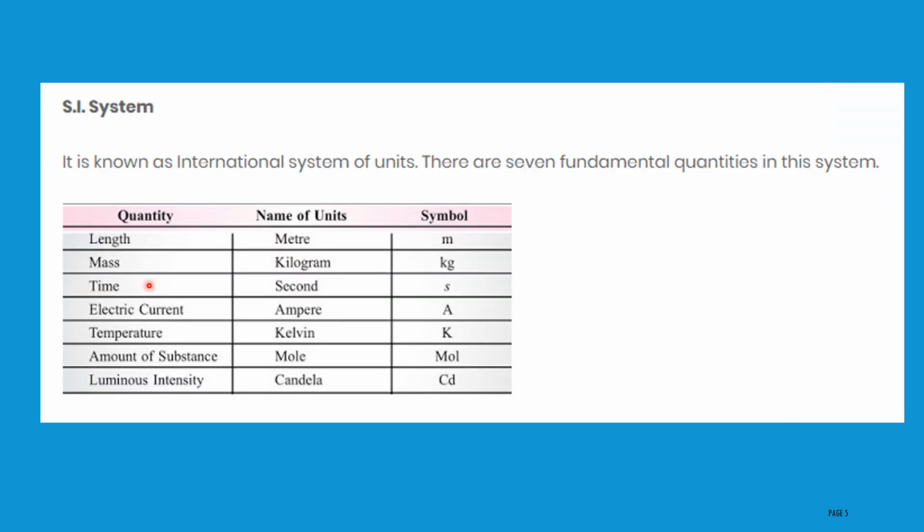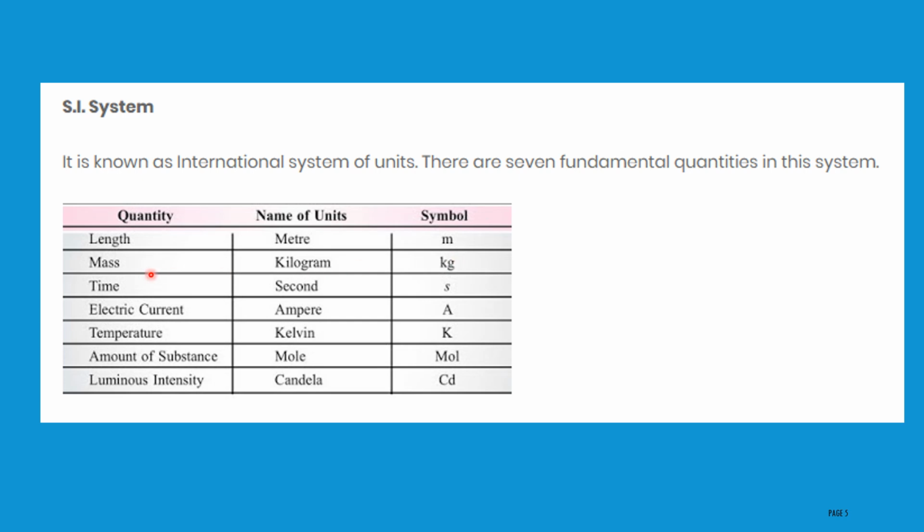Already I mentioned fundamental units will not depend upon any other quantities, they will be independent of other physical quantities. Here you can see the 7 fundamental physical quantities and the names of their units and their symbols. The first fundamental physical quantity is length, expressed in meter, and the assigned symbol is small m.